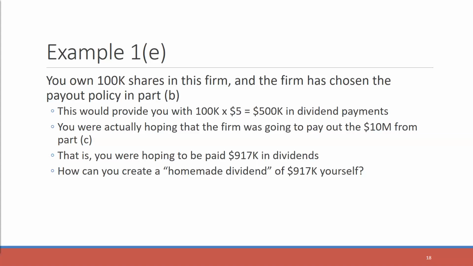So what do we do? First, we're going to ask ourselves, how many shares would you have to sell to make up for the difference between what you have and what you want? Meaning, we'll take that 917K and subtract 500K. So you have to raise $417,000 by selling off your shares. How are you going to do that?